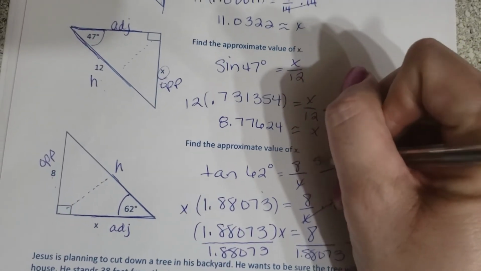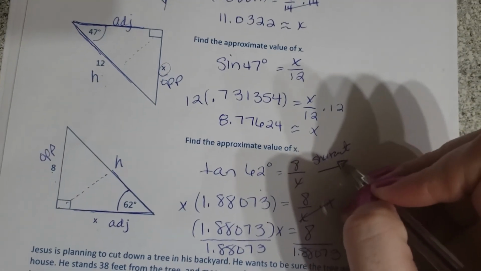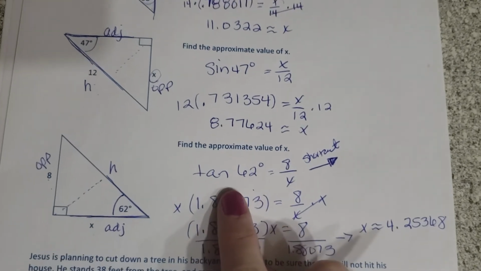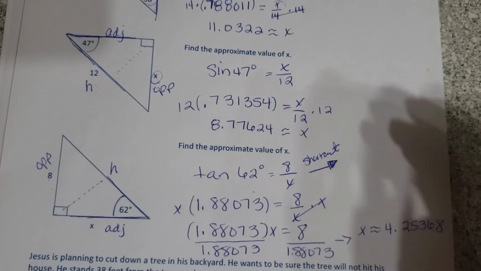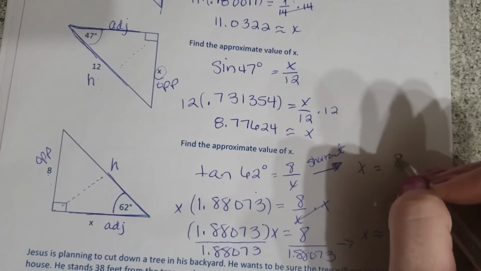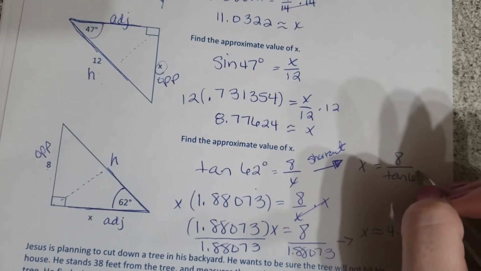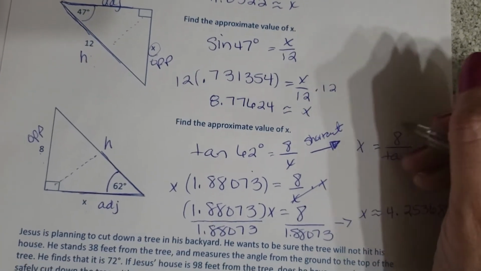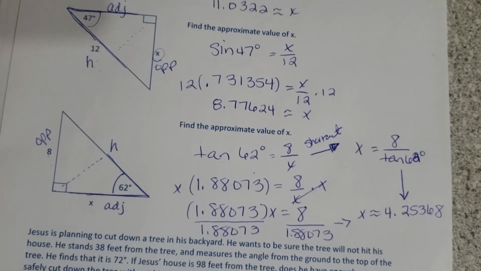So this, we're going to call this a shortcut. Instead of taking the long path through the woods, we're going to take the shortcut. So what I can do is switch these two things. I'm going to put x equals 8 divided by tangent 62 degrees. And if I put that in my calculator, I get this same exact answer.